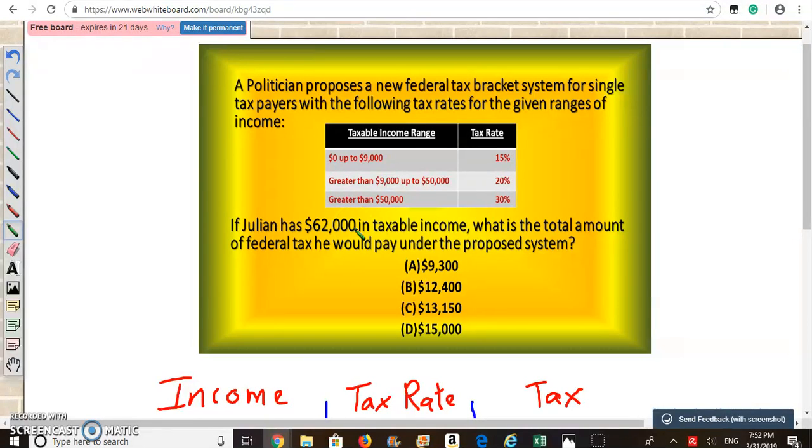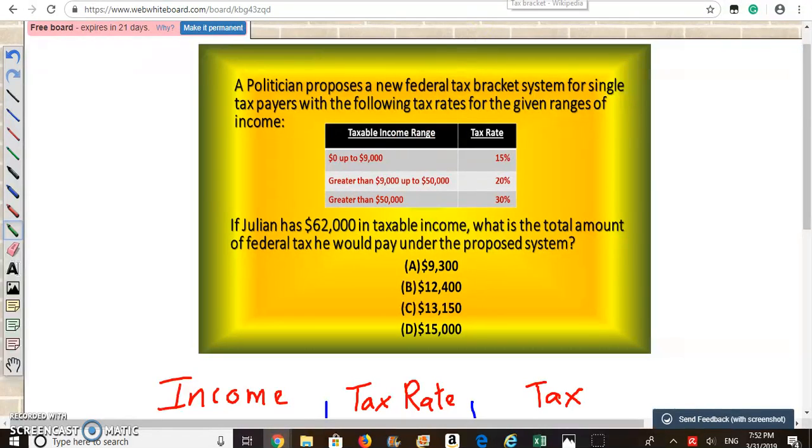Now one might make a mistake that since Julian has $62,000, it will be in this bracket that is greater than $50,000, and just calculate what is 30% of the $62,000 income, and that will be the tax that Julian has to pay. But this is not true.